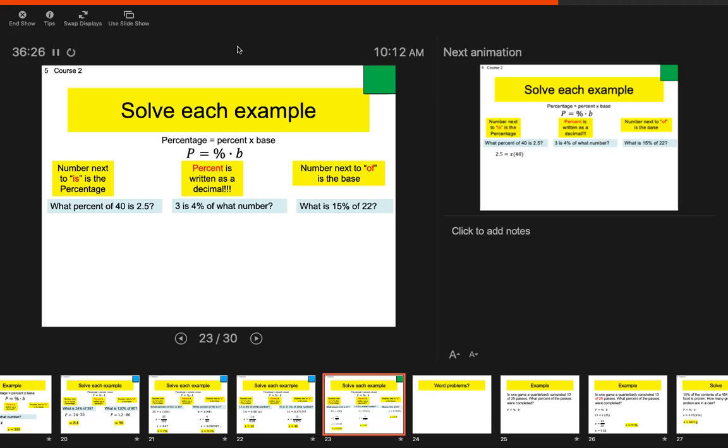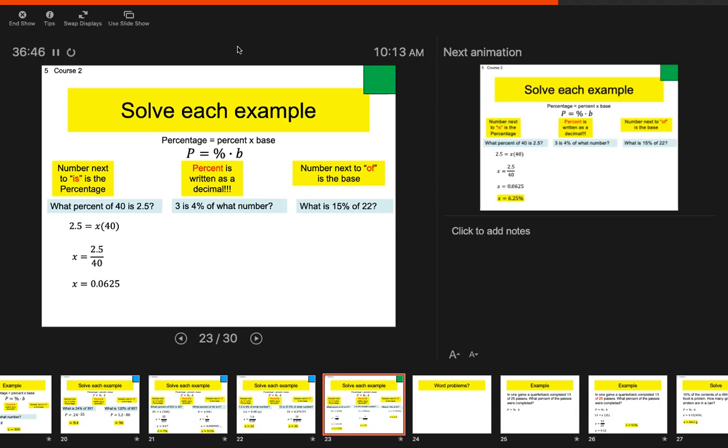All right, here we go. Check your work. The first one. There's only one word next to 2.5. That's where it is. So there's your P. Of 40, there's your B. We're solving for percent. Remember, when you get your decimal answer, you turn it into a percent.